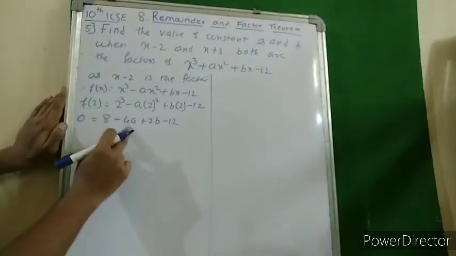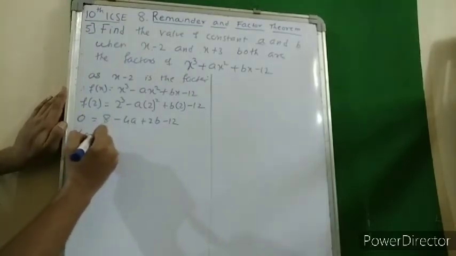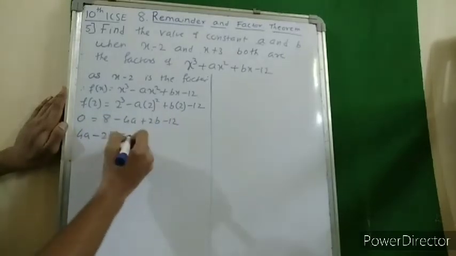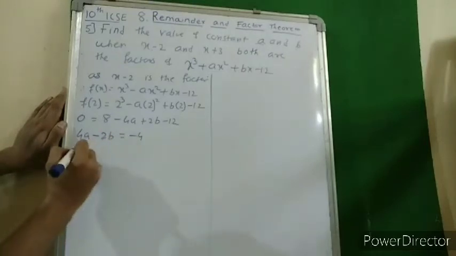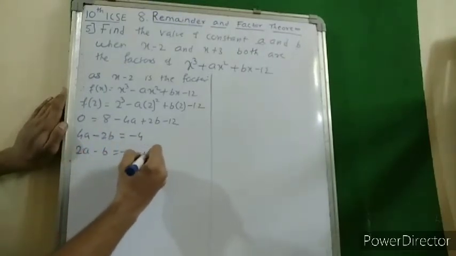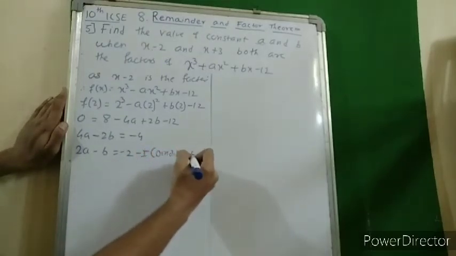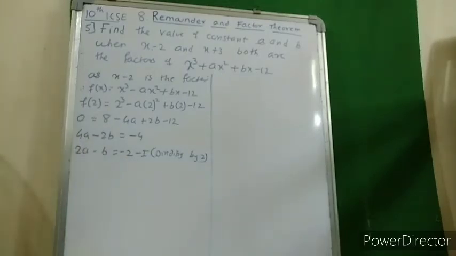Minus 4a will come here and become plus 4a, plus 2 will come here and become minus 2b, and we have 8 minus 12, that is minus 4. Each and every term is divisible by 2, so we will have 2a minus b is equal to minus 2, dividing by 2.